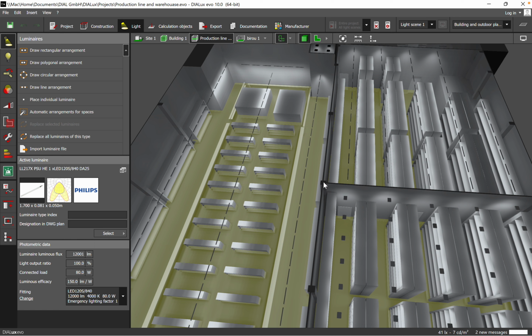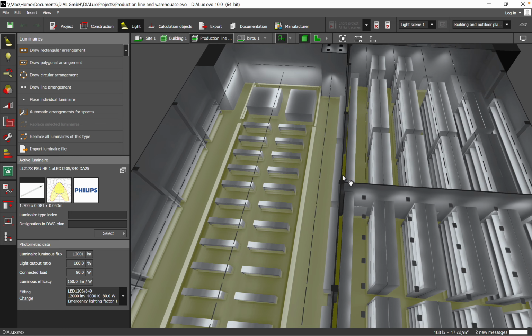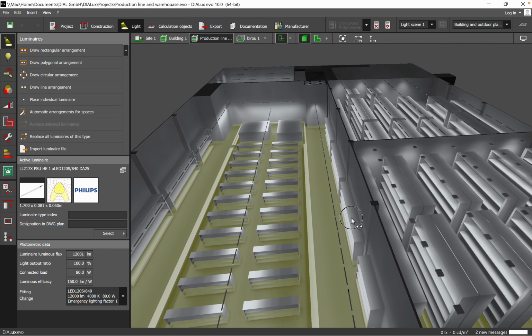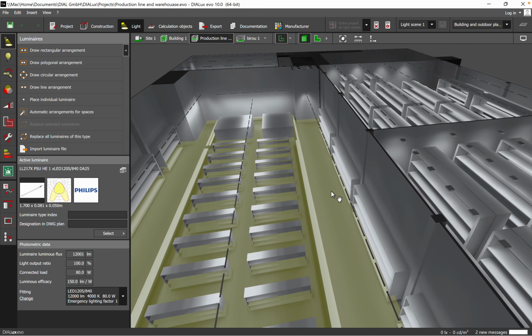Today I want to talk about the IP rating. What is IP rating? Which IP rating you need to use for luminaires based on the space or application that you are establishing the lighting design.